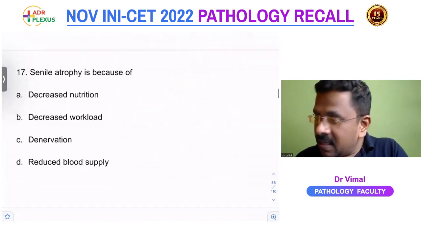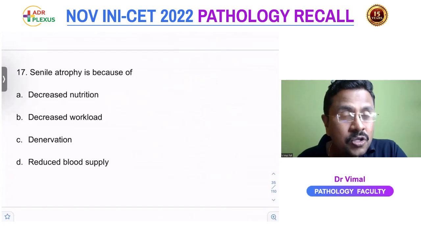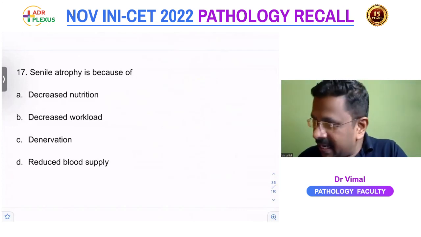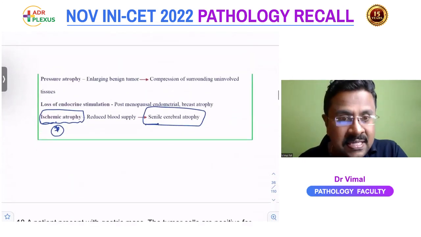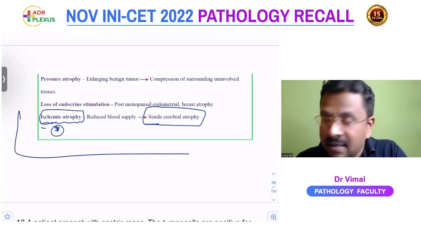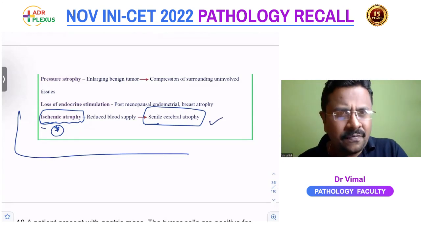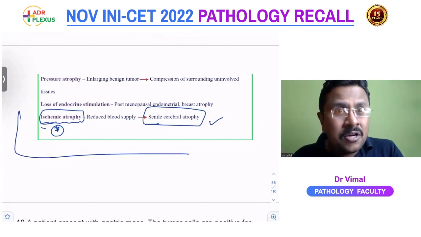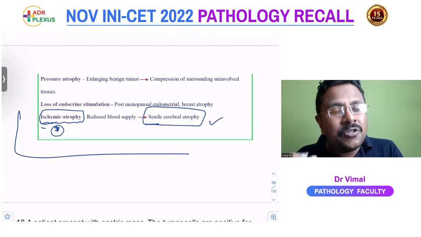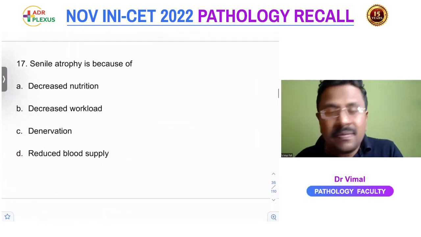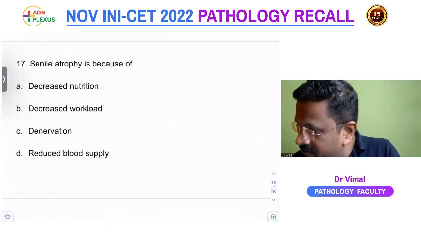Okay, so this is a case of CML. Sorry, CLL. Now, senile atrophy, that is a decrease in size as age advances. What is the cause for the atrophy? That was asked, and it was exactly what we discussed as ischemic atrophy, due to reduced blood supply, as in senile cerebral atrophy. Atherosclerotic plaque developing on the vessel walls leads to ischemia, which leads to reduced protein synthesis, and the organ or cell size decreases. So please remember, senile atrophy is because of reduced blood supply.